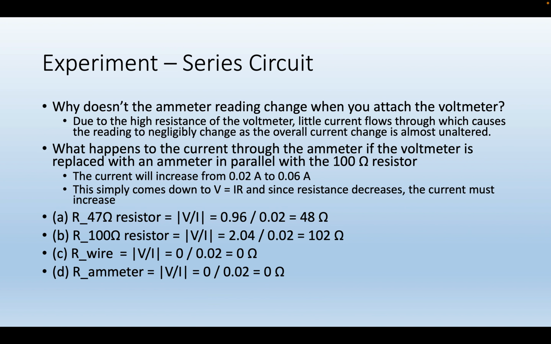Some of the questions: why doesn't the ammeter reading change when you attach the voltmeter? That is just due to the high resistance of the voltmeter. Little current flows through, so that causes a basically negligible change in the readings. And what would happen to the current through the ammeter if the voltmeter is replaced with the ammeter in parallel with the 100 ohm resistor? The current will increase from 0.02 amps to 0.06 amps. This comes down to the equation V equals I times R. Since the resistance decreases, the current must therefore increase. Next, we calculated the resistance at the 47 ohm resistor, the 100 ohm resistor, the wire, and the ammeter.